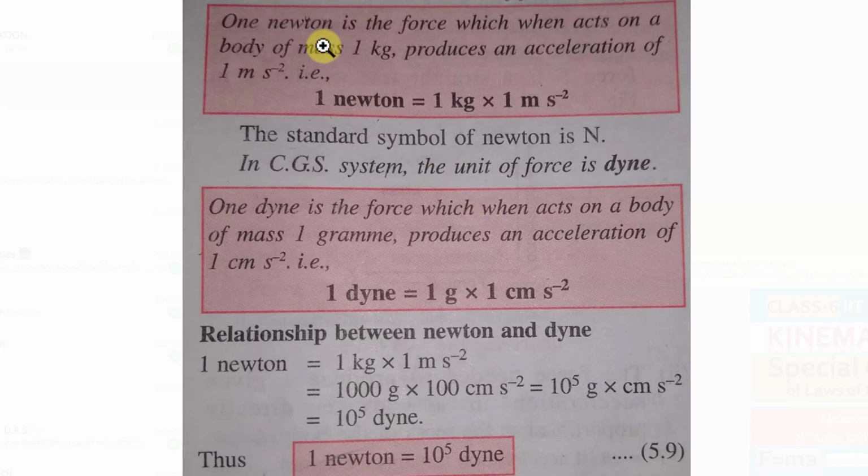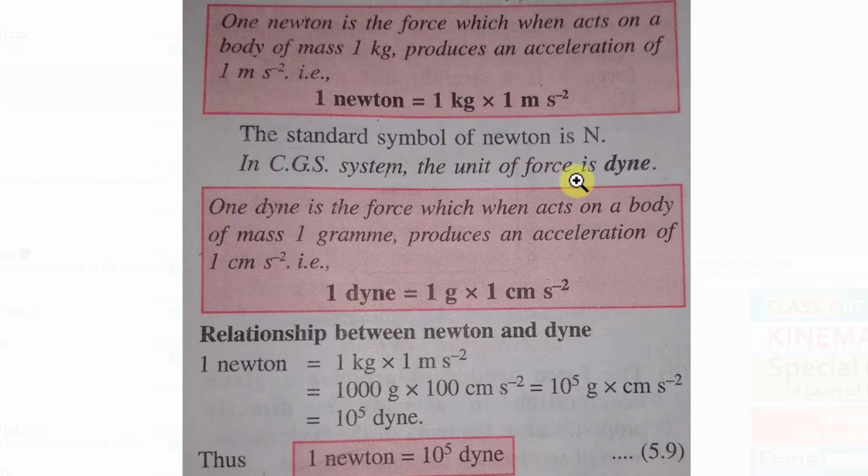Once again, Newton is the SI unit of force. How can you define Newton? 1 Newton is the force which, when it acts on a body of mass 1 kilogram, produces an acceleration of 1 meter per second square. It is based on the formula F equal to ma.